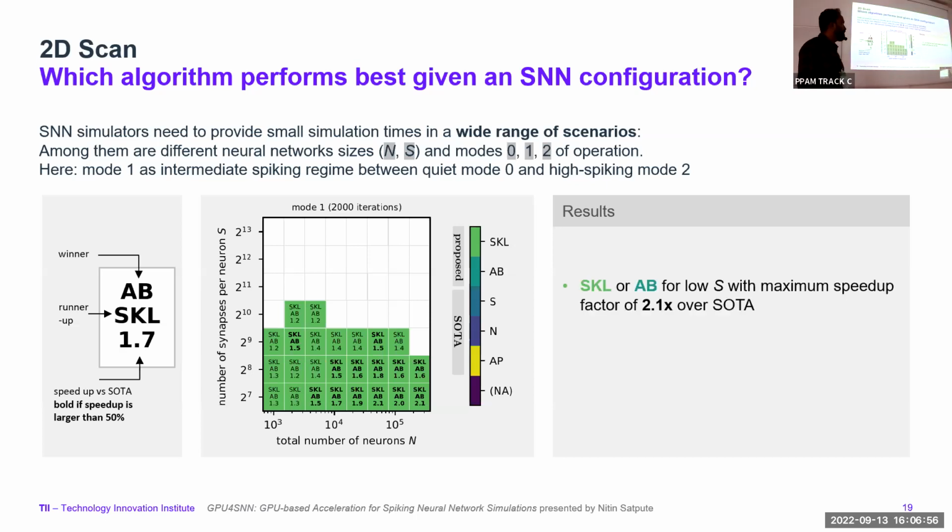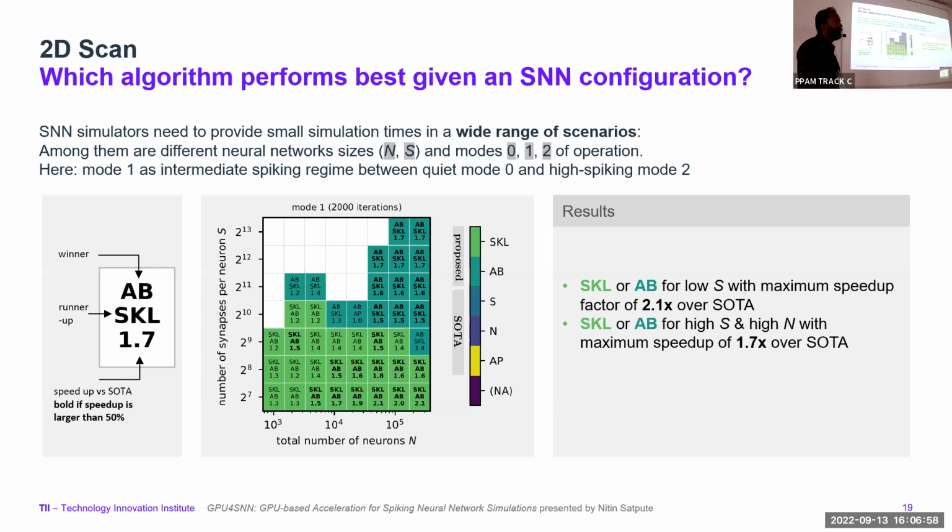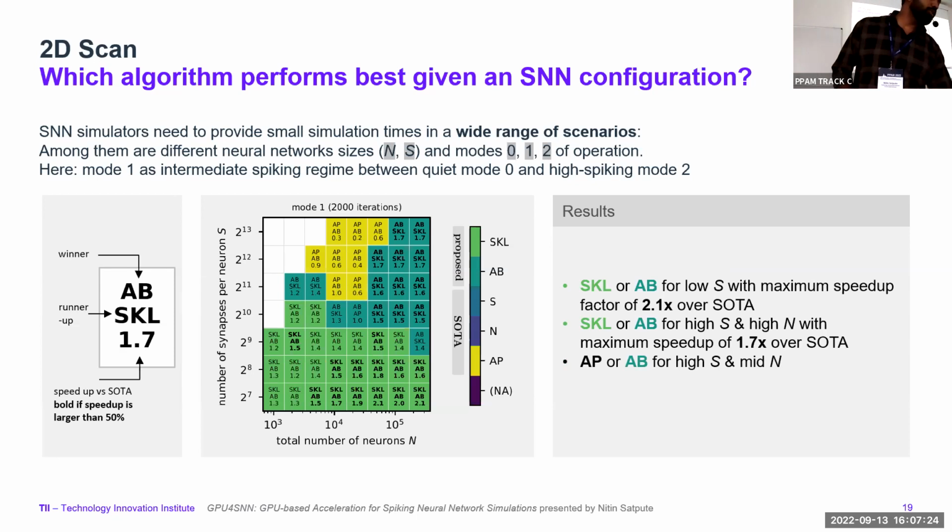So the maximum speed up is 2.1, and then we again consider the other variations with respect to number of neurons and synapses, and we find AB is way better, and SKL is the runner-up algorithm. They both are operating on a wide range of number of neurons and synapses, and we find that they are performing quite well. And here we are getting the maximum result as 1.7 times speed up in comparison to state of the art techniques.